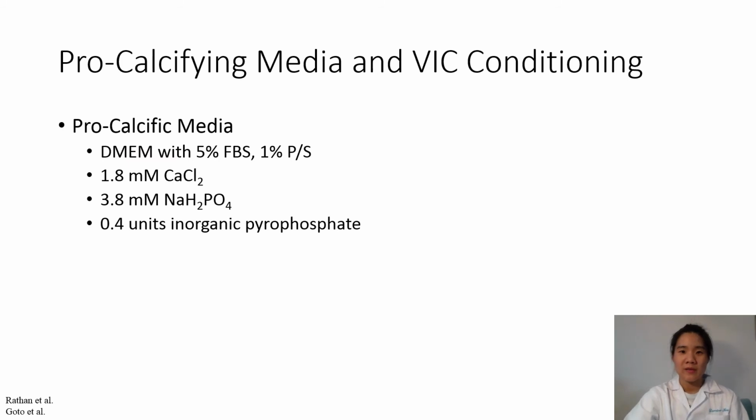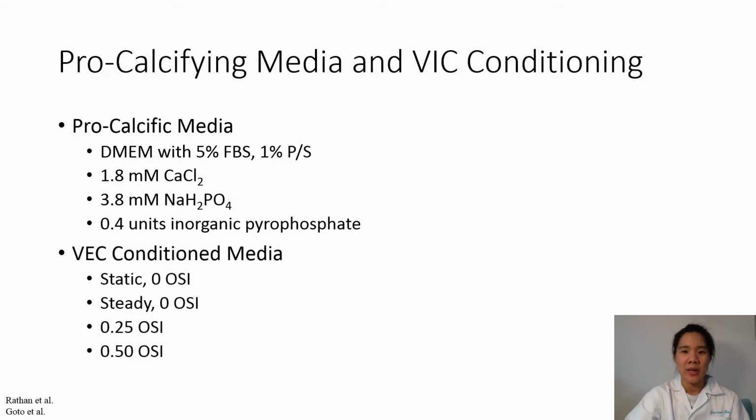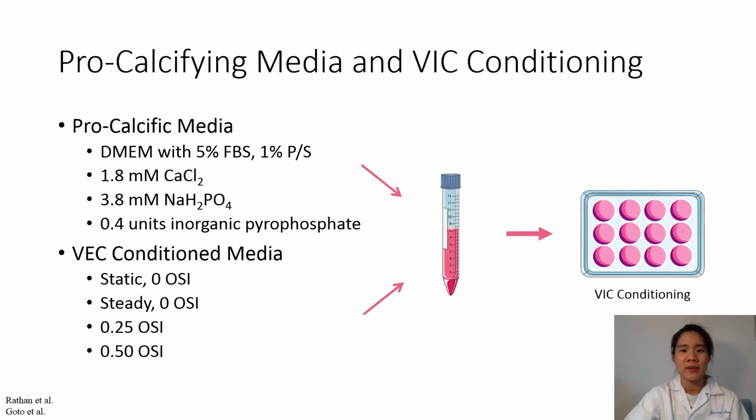The pro-calcific media used consisted of regular DMEM with 5% FBS and 1% pen strep, 1.8 millimolar of calcium chloride, 3.8 millimolar sodium dihydrogen phosphate, and 0.4 units of inorganic pyrophosphate. This media was combined with conditioned media from valvular endothelial cells in all flow groups to induce calcification in valve interstitial cells.